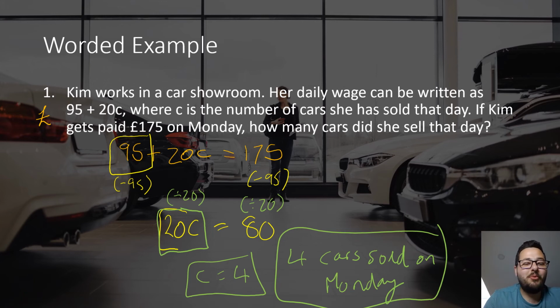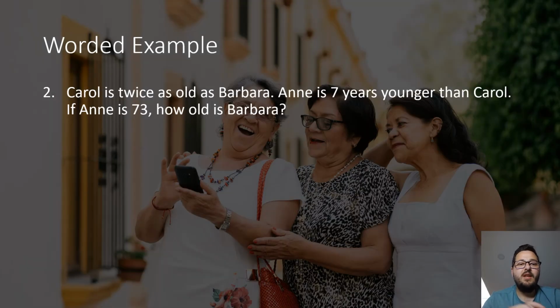Okay, and let's just do one more to finish. Okay, so Carol is twice as old as Barbara. Anne is 7 years younger than Carol. If Anne is 73, how old is Barbara? Right, okay. So if you're not sure what to do with these kind of questions, start with a letter and see what you get.